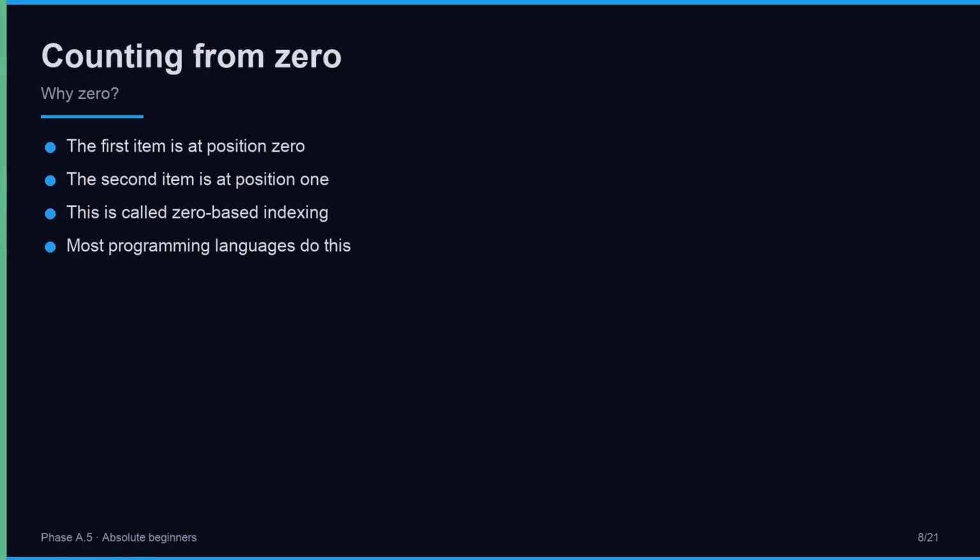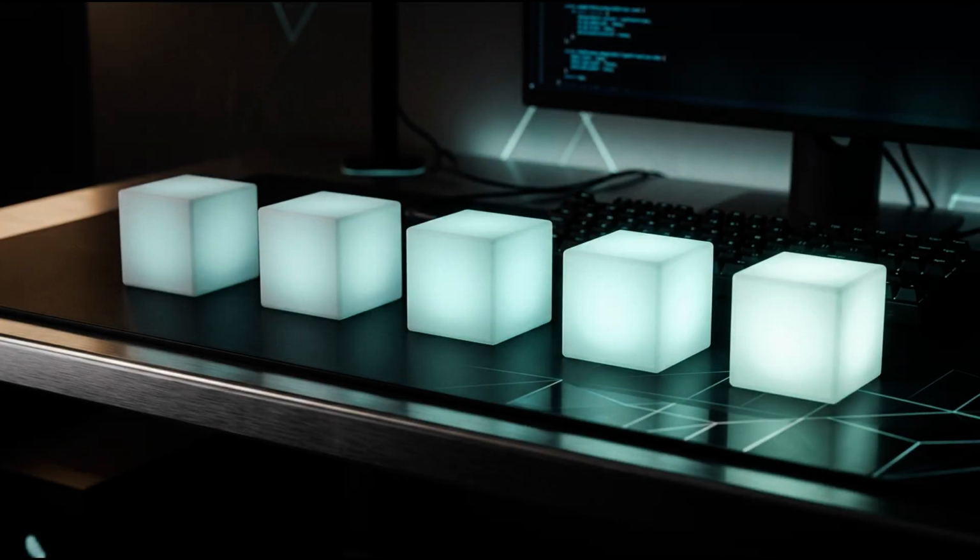Here is something that surprises beginners. The first item in a list is at position 0, not 1. The second item is at position 1. The third is at position 2. This is called zero-based indexing, and almost every programming language does it. It feels strange at first, but you get used to it fast. The reason is historical and tied to how computers address memory. For now, just hold the rule: counting starts at 0. The first item is at 0. Always. In a list, order is not decoration. The order you write is the order you get.